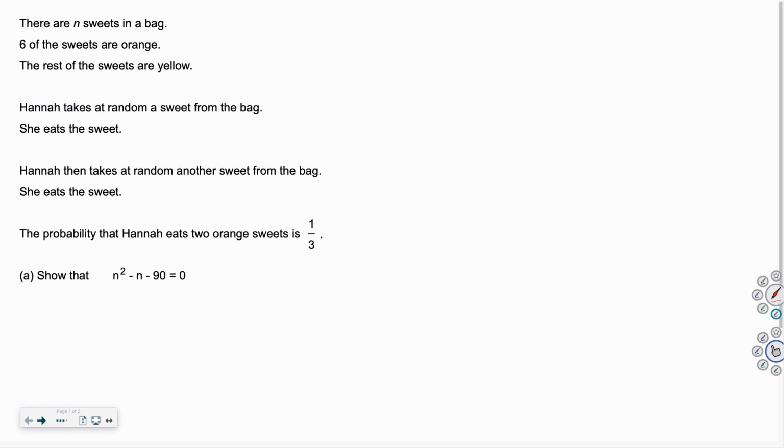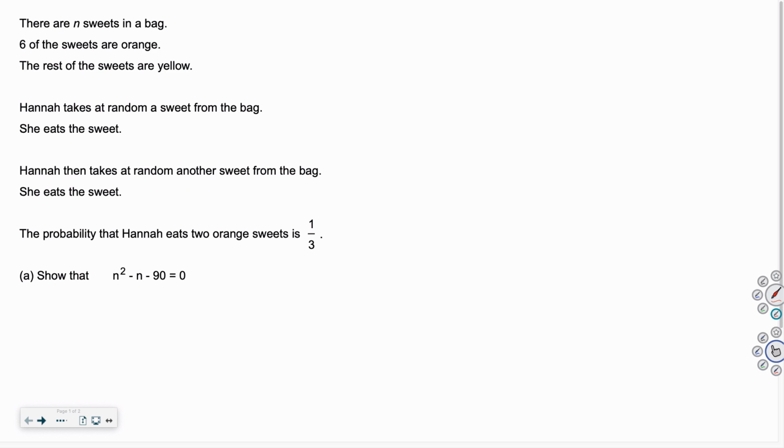So what is actually going on here is that we've got n sweets in a bag. So we've got some unknown amount of sweets in a bag. We know that there's 6 orange sweets in the bag, and then the rest of them are yellow. And Hannah's taking a sweet from the bag, she's eating it, so she's not replacing that sweet in the bag. So this is conditional probability. And then she's taken another sweet and eating that one, and the probability is that the 2 sweets that she takes are orange, and we've got to show that n squared minus n minus 90 is 0.